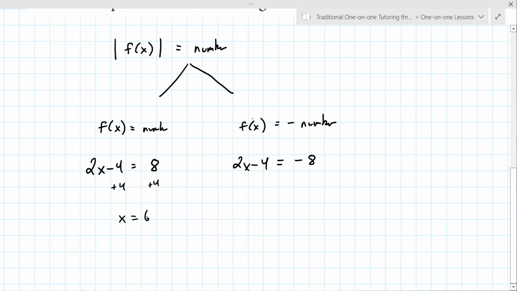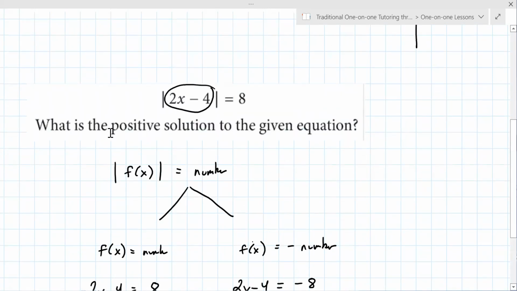Good. And how about the next one? You're going to get 2x equals -4 when we add 4 to both sides. Divide by 2, so x equals -2. Okay. Now, which one did it want? Let's go back and look. What does it want here?